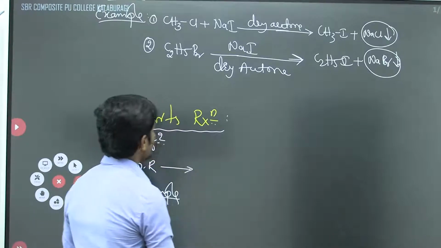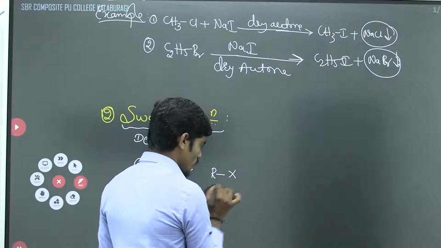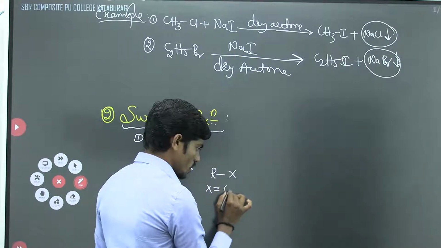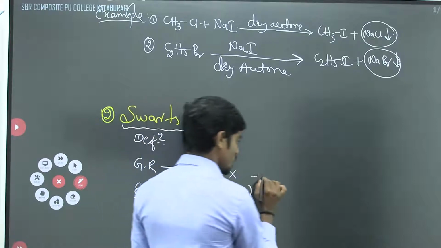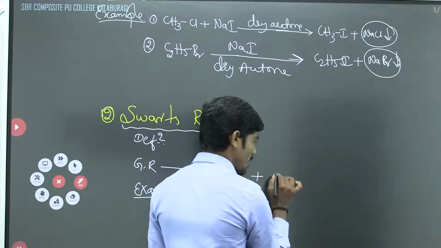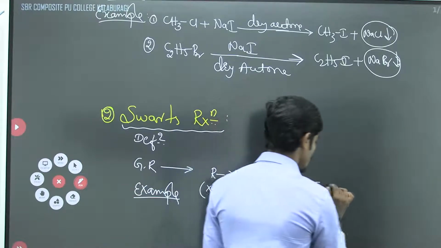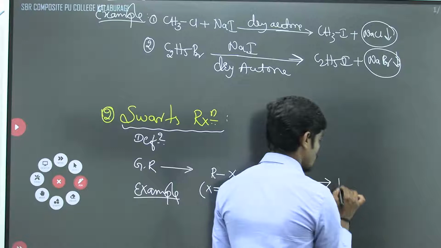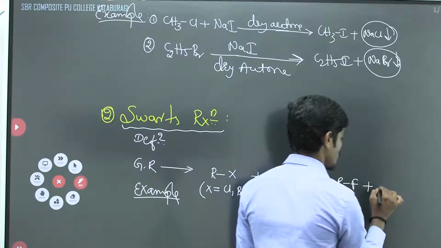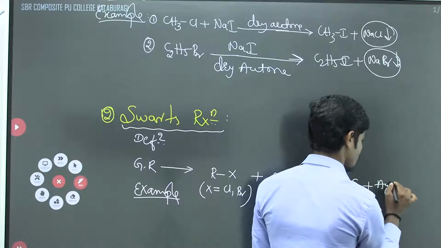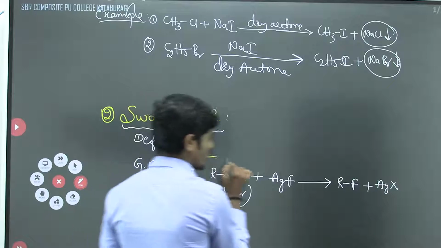Now I will give the general reaction. The general reaction for this is RX, where X is Cl or Br, when this is treated with a metal fluoride like silver fluoride, this gives rise to the product RF plus AgX. So this is the general reaction.